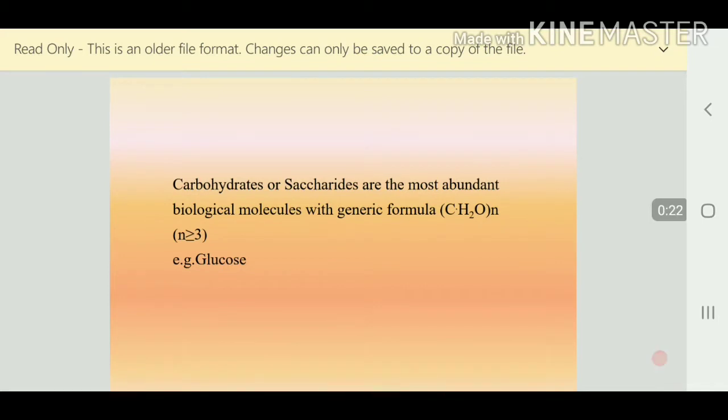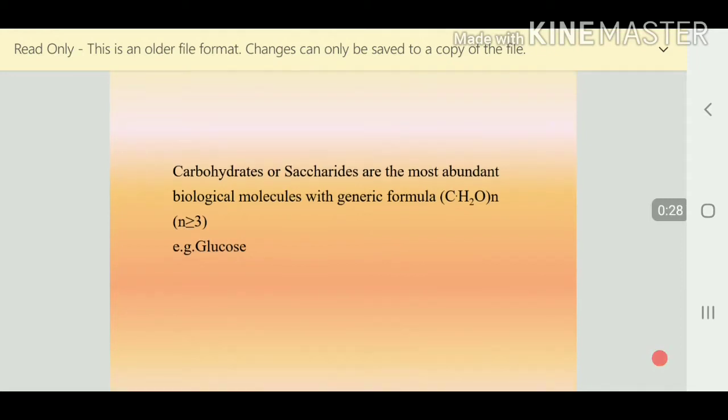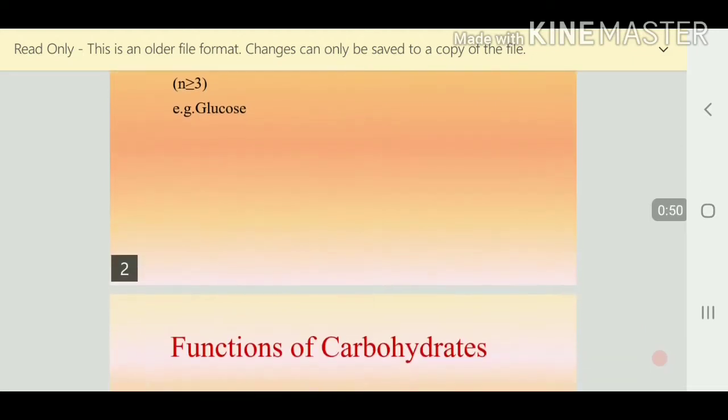Carbohydrates or saccharides are the most abundant biological molecules with generic formula CH2O n. The example is glucose, having formula C6H12O6. Some of the monosaccharides may have nitrogen or sulfur atoms in their formula.